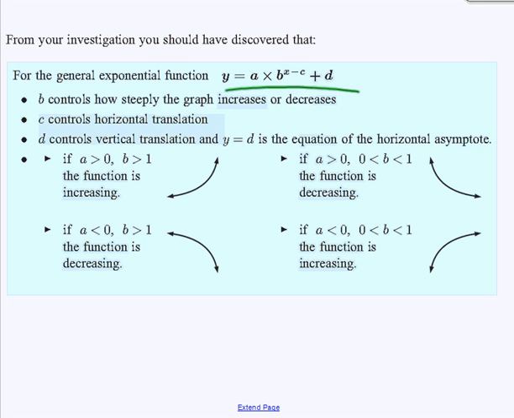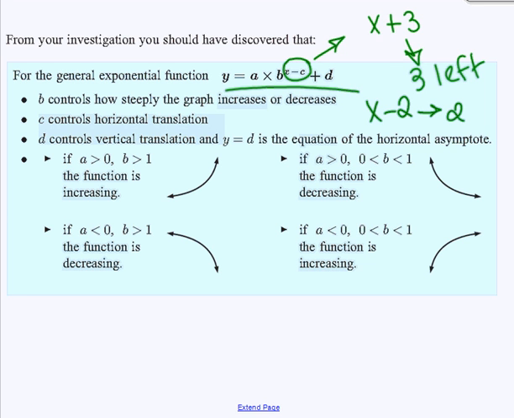c controls the horizontal translation. Notice here you're given x minus c. So for example, if that happens to be x plus 3, we know that moves 3 to the left. If it happens to be x minus 2, we know that moves 2 to the right. Okay, so this is the exponent itself. The d controls vertical translation, so whether it moves up or down, and that's exactly as we would expect. If it's plus 3, it's going up 3. If it's minus 3, it's going down 3, just like in the transformations we looked at last unit.